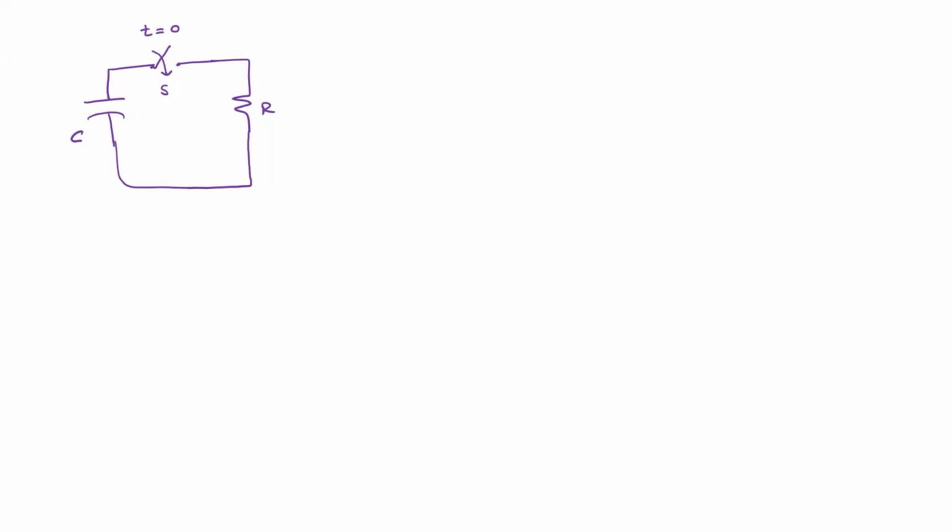Assume that there is no source, and the capacitor is initially charged to some voltage V0. So the initial voltage across the capacitor is V0. How exactly is it charged? We have some other circuit, and from that circuit this capacitor is charged to V0. So the initial voltage across the capacitor is V0. It will be something like this, with t equal to 0 here.